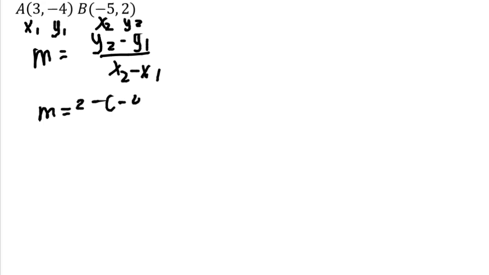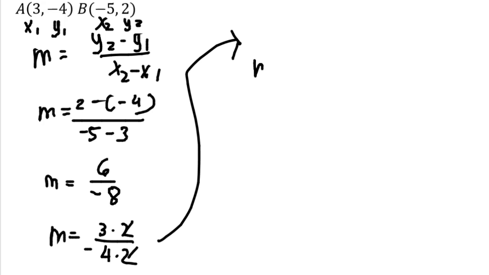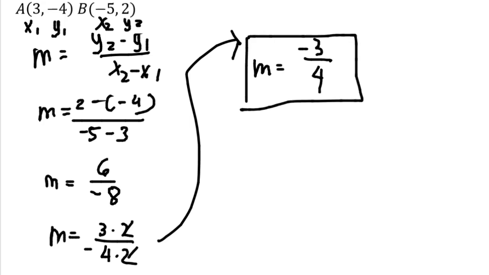So we got 2 minus negative 4 over negative 5 minus 3. As we can see in the numerator, the negative sign will just cancel, and we will have a positive sign, which means we're going to take the sum of it. So we got 3 times 2 over negative 4 times 2. We can cancel the 2. And so our slope is negative 3 over 4. So that is the slope for this problem.